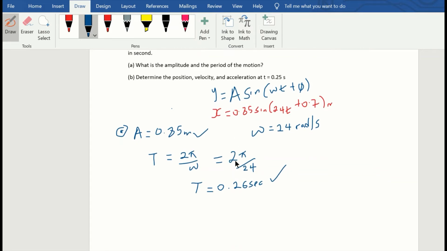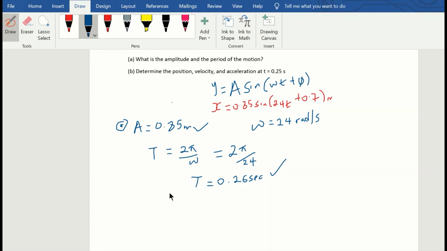Now for question B, we're asked to find the position. The position is the same as the displacement. To find the position, we have to use this formula because we are told that time is given as 0.25 seconds. So the position, S or X, is equal to 0.85 sine of 24 times time, and my time is given as 0.25, plus the phase angle, 0.7.